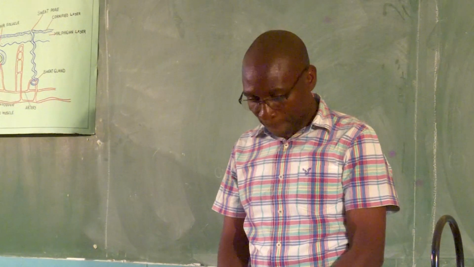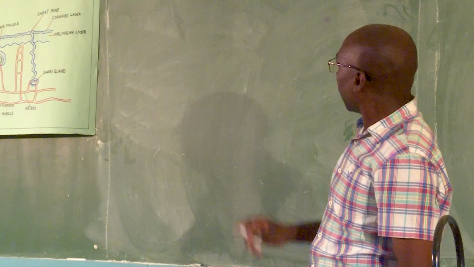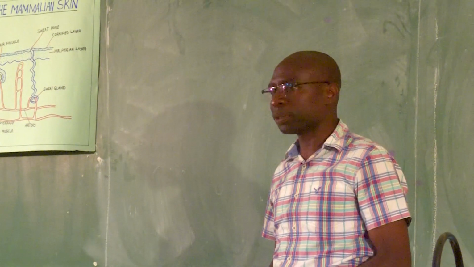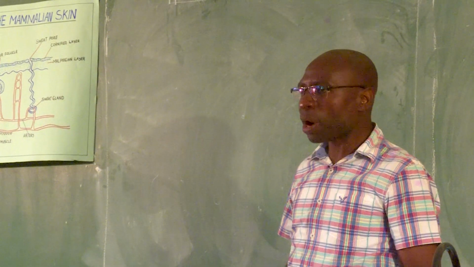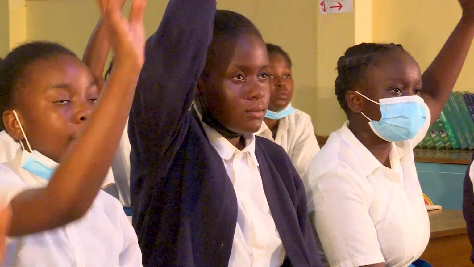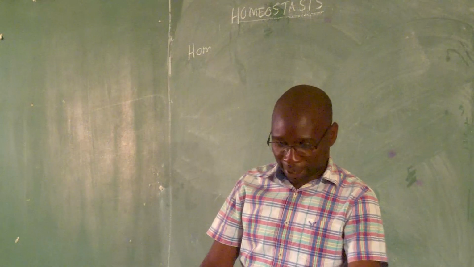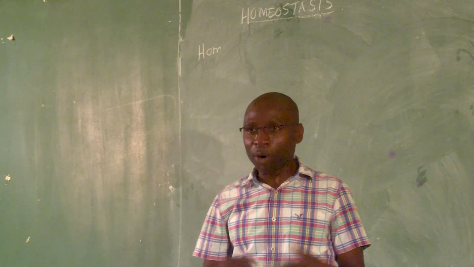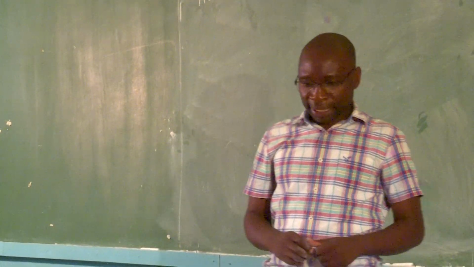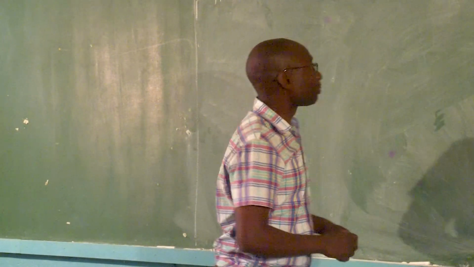Now, looking at today's lesson, which is homeostasis. Do we have one who can try to define homeostasis? Yes, Temueka. Homeostasis is the maintenance of a constant optimal internal environment in the body. Correct. In other words, we just say the maintenance of constant internal environment.